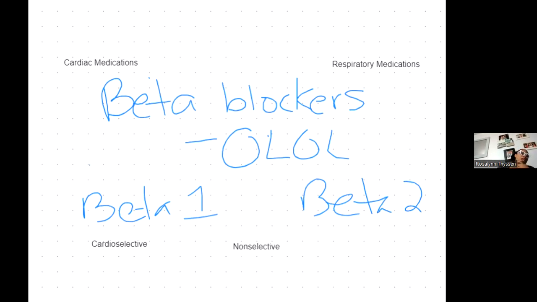Okay. So who would benefit from cardioselective beta blockers? Patients that have a history of asthma, COPD, smokers, that type of breathing issue. That's correct, right? So if I have a patient with a history of asthma who is taking a beta 1 blocker and they're complaining of difficulty breathing, what should the nurse do?